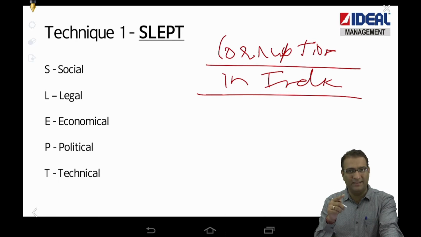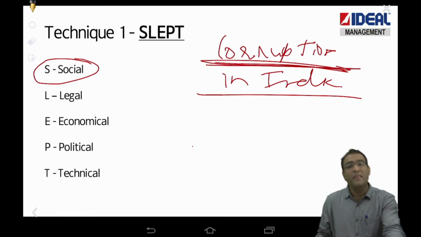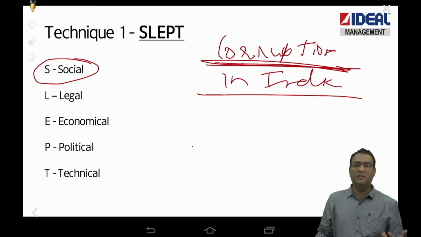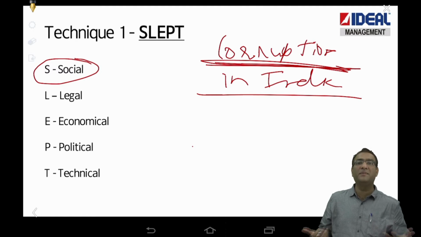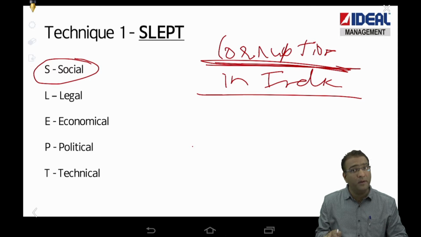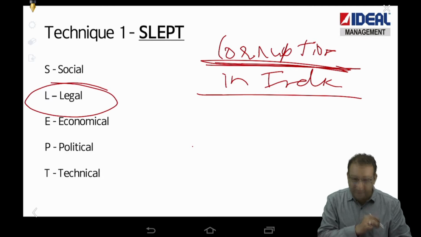So how do you think? Take corruption and talk on social things. How is society affected by corruption? Are we ourselves corrupt? Society will also be talked about by a lot of people, but very, very few people will be talking on legal things.